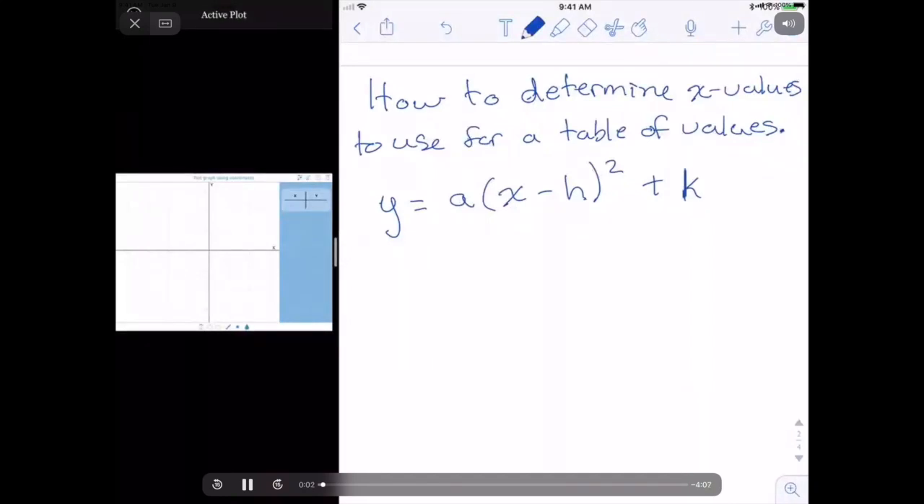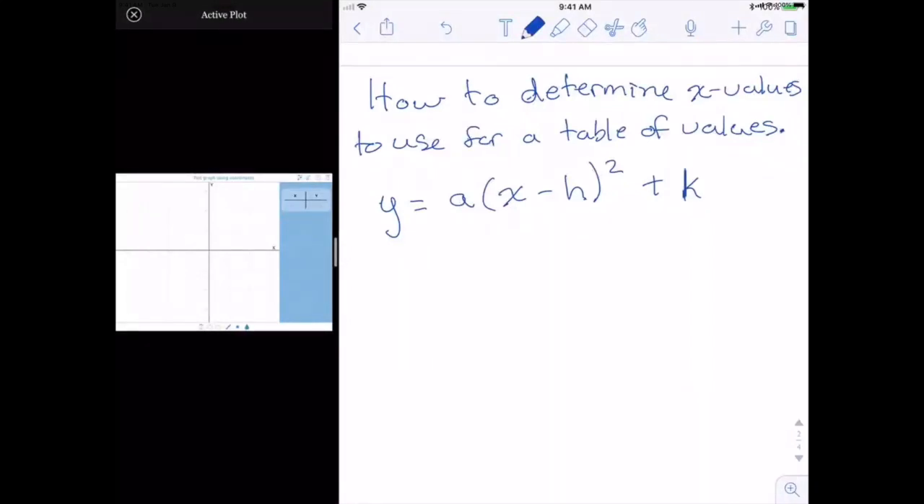Hi, in this video I want to show you how to determine the x value to use for a table of values. We're going to do this when we're given an equation for a parabola that's in this form: y equals a bracket x minus h squared plus k. If you have something in this form with brackets and squared, the number inside the bracket that goes with the x is going to tell you what the x value is for your vertex.